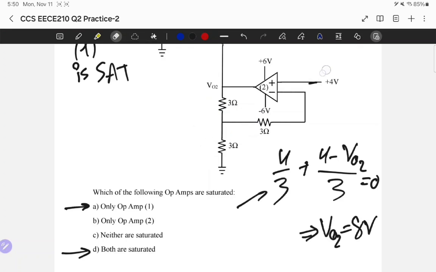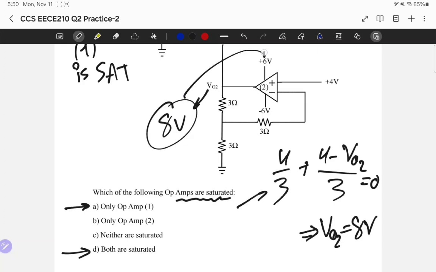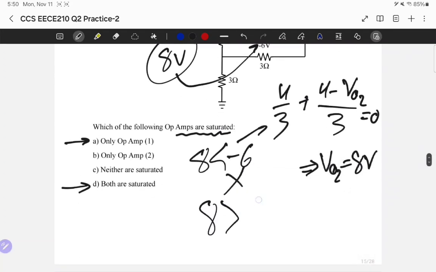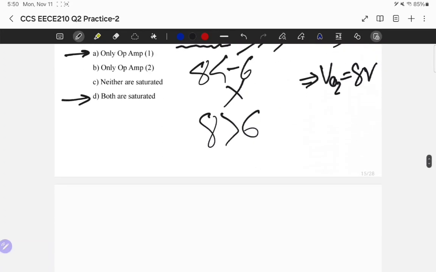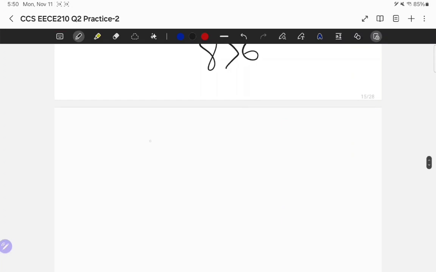And now that you got an output for the second operational amplifier, now that you have VO2 in here, which is equal to 8 volt, and the question asks you what is the state of the operational amplifier in terms of saturation and whatnot, and you find 8 volt, you're gonna compare this value with plus 6 and minus 6. Is 8 less than minus 6? No. But is 8 greater than 6? Yes.